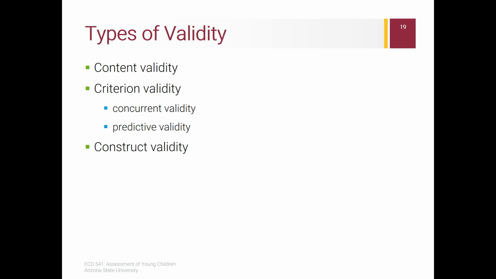There are 3 major types of validity: content validity, criterion validity, which is further categorized into 2 subcategories, concurrent validity and predictive validity, and the last major type of validity, construct validity.